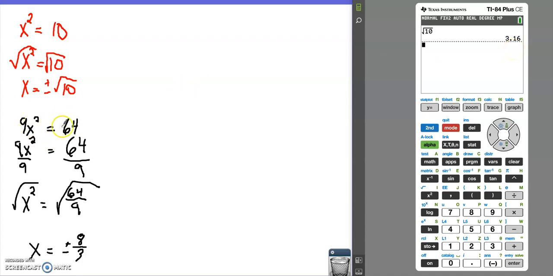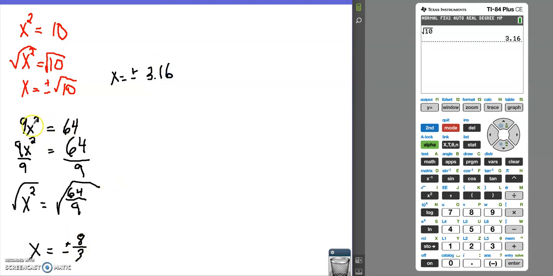Again, the red problem right here, x squared equals 10, just to make sure you know what I'm talking about. So for this problem, x equals, you would write plus or minus 3.16, if I ask you to do 2 decimal places.